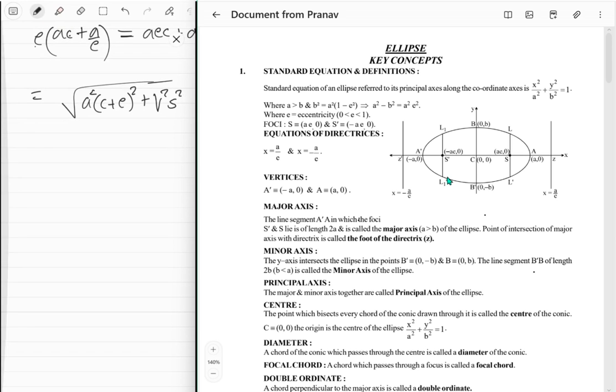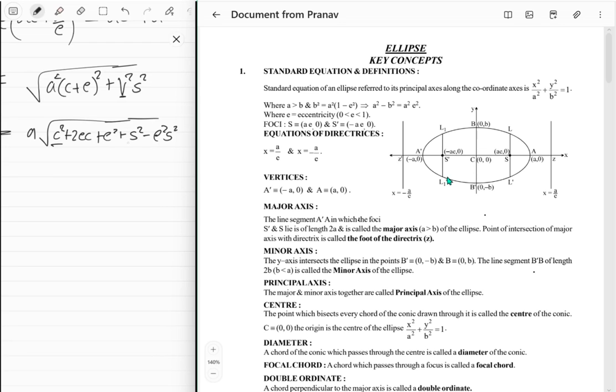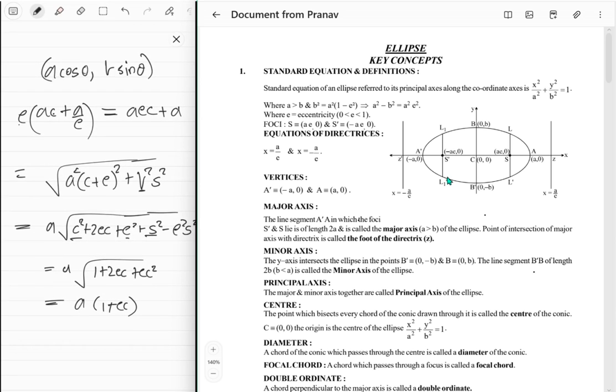What about this guy? You can just write this as a times the square root of cosine squared theta plus 2e cosine theta plus e squared. And then instead of writing b squared, just write a squared times 1 minus e squared, right? So this will just be sine squared minus e squared sine squared. So this becomes 1. Awesome. And then it's going to become plus 2e cosine. But look, e squared minus e squared sine squared is e squared cosine squared. So a times 1 plus e cosine, as we expected.